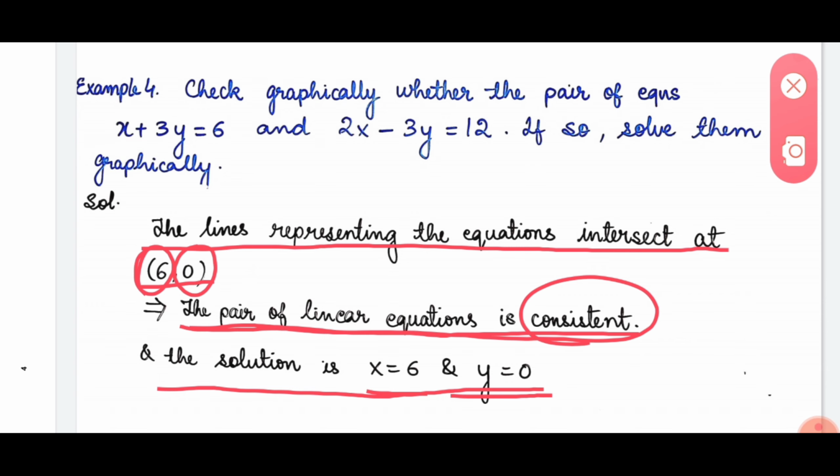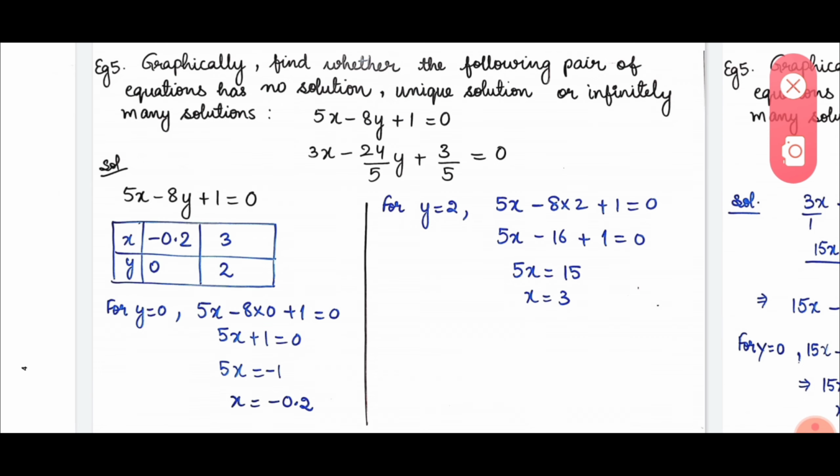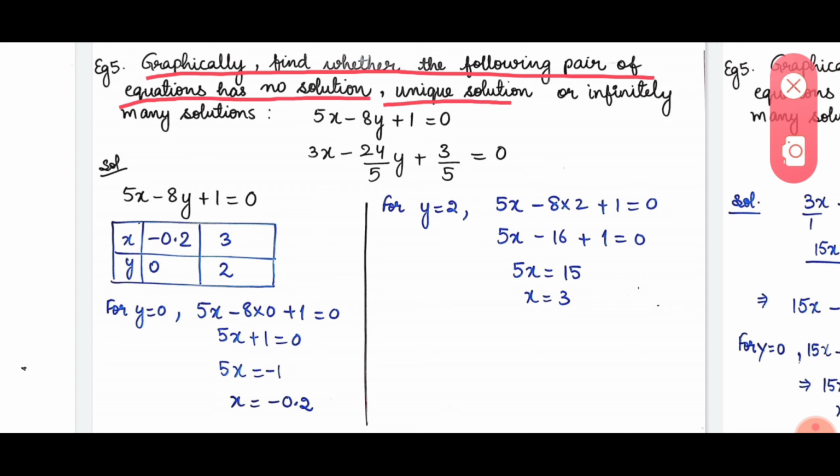Now let us have a look at the fifth example. Example 5 says, graphically find whether the following pair of equations has no solution, unique solution, or infinitely many solutions. And the equations are 5x minus 8y plus 1 equals 0 and 3x minus 24 upon 5 y plus 3 upon 5 equals 0. So graphically you have to tell whether they have one solution, no solution, or infinitely many solutions.